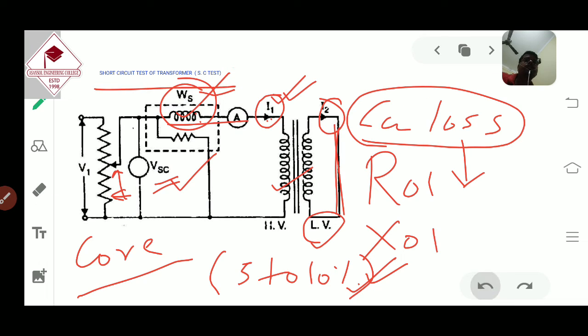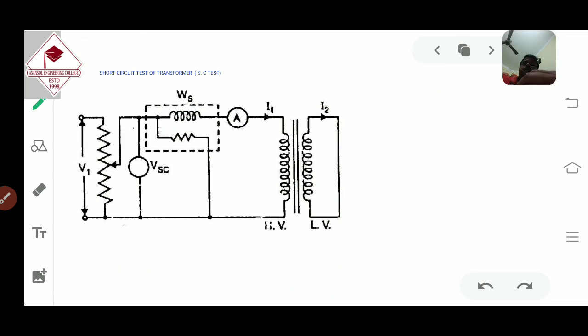Fine. Now the next thing is, a similar type of question is asked: why do we always short circuit the low voltage winding? Okay, why not short circuit the high voltage winding? Let us try to understand the reason. Fine. Suppose you short circuit the high voltage winding, and you connect the low voltage winding to the supply, so what will happen?